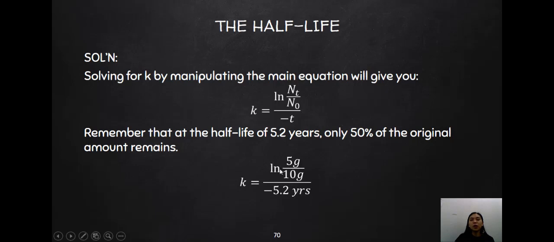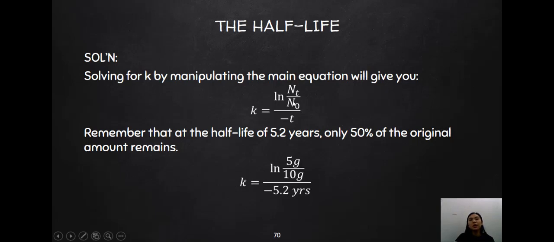So that will be the ln of 5 grams, which is your N sub t, divided by 10 grams, which is your N sub O, divided by the negative time, which is in this case your half-life. So 5 grams na lang yung natira dun sa 10 grams after 5.2 years. Para ma-solve po natin si disintegration constant. Kasi po, yung disintegration constant, hindi po yan nagbabago.